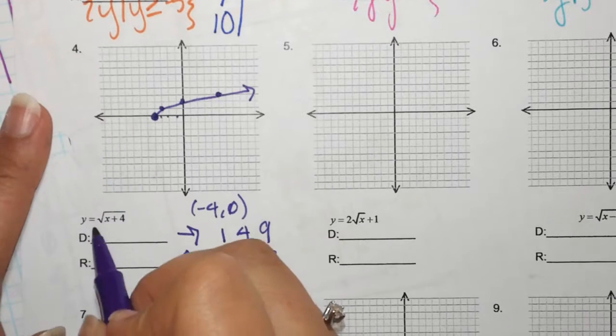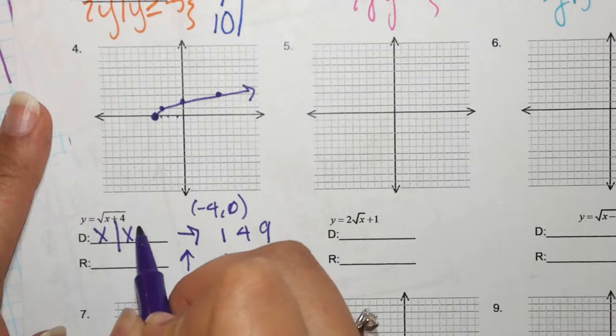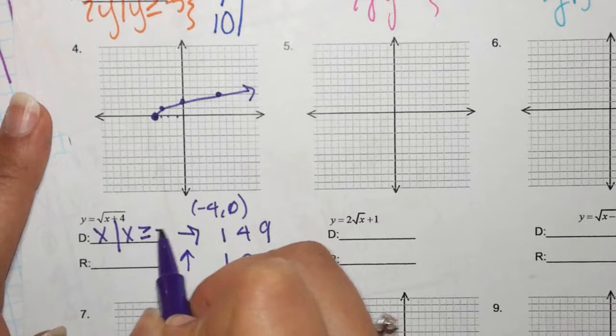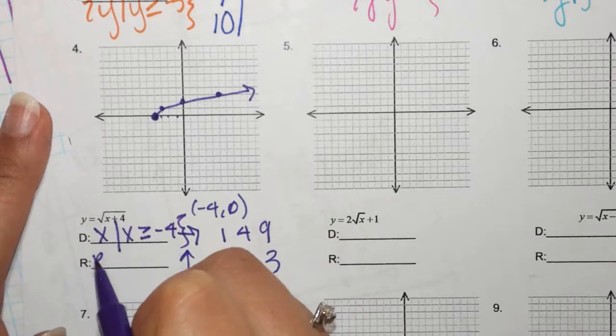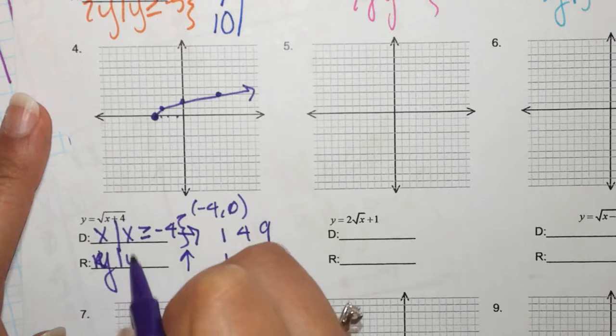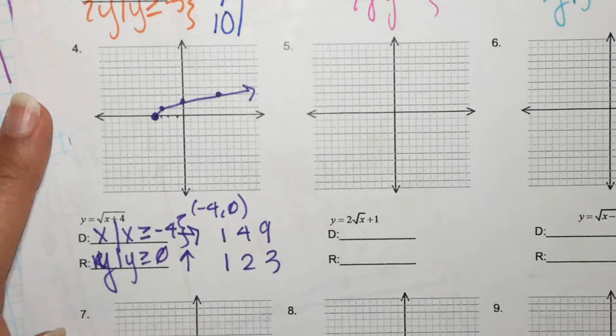So then it's x when x is greater than or equal to -4. And your range is y when y is greater than or equal to 0.